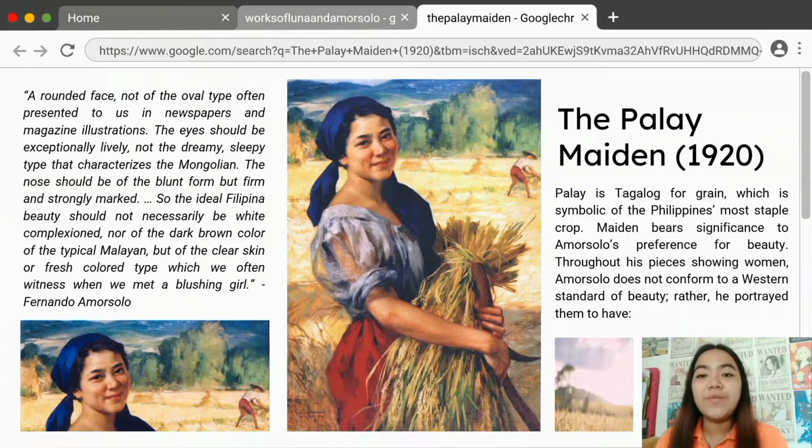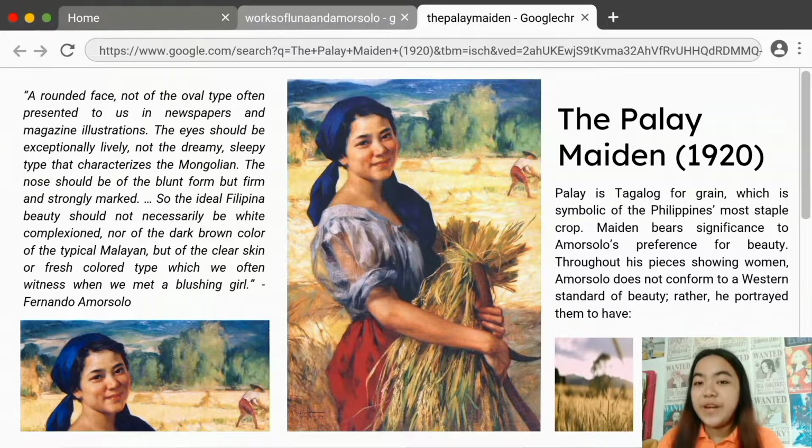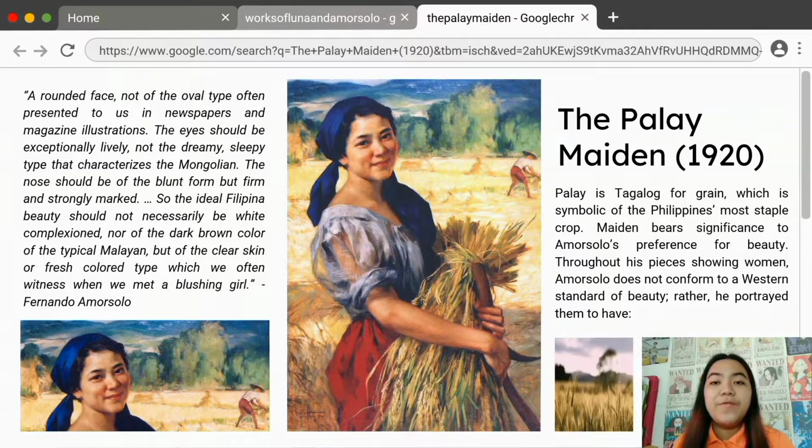Rather, he portrayed them to have a rounded face, not the oval type often presented to us in newspapers and magazine illustrations. The eyes should be exceptionally lively, not the dreamy, sleepy type that characterizes the Mongolian. The nose should be of the blunt form, but firm and strongly marked. So, the ideal Filipino beauty should not necessarily be white complexioned, nor of the dark brown color of the typical Malayan, but of the clear skin or flesh colored type which we often witness when we meet a blushing girl. This work of Amorsolo celebrated the Filipina in her own likeness, carrying the new harvest to symbolize the hope for a rising nation.